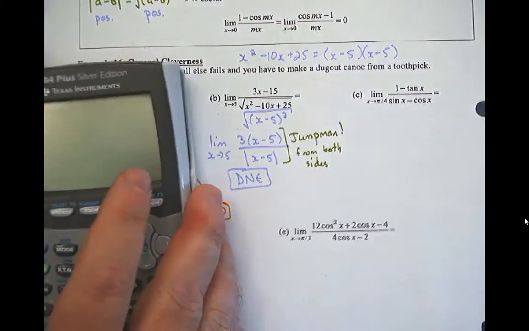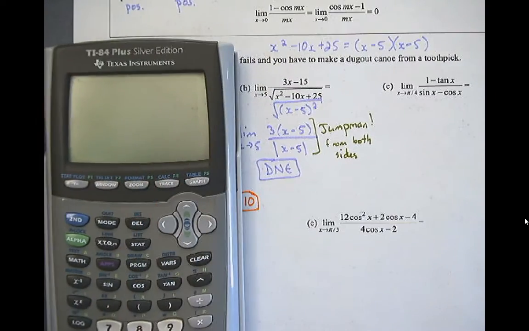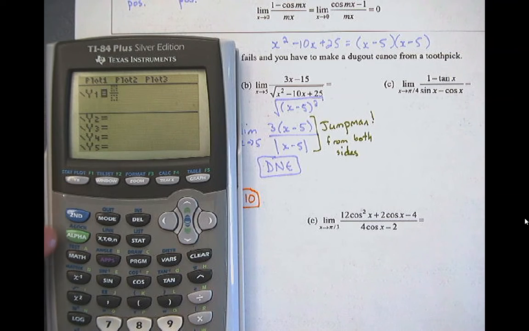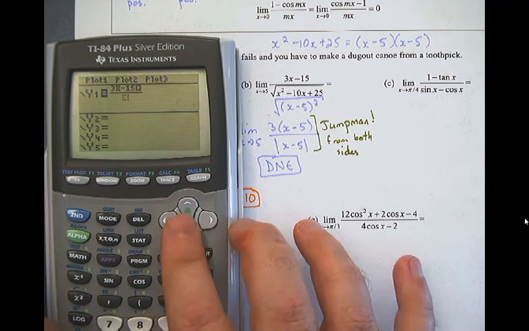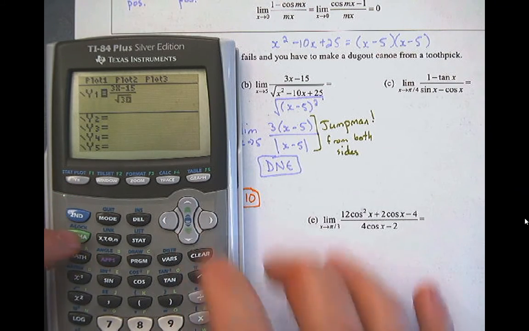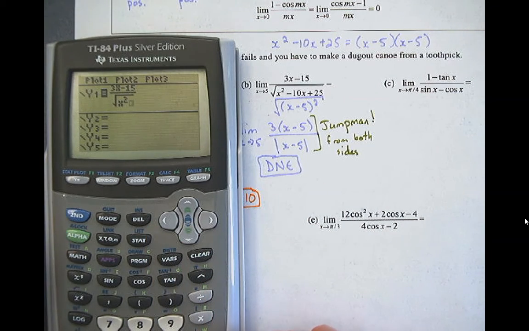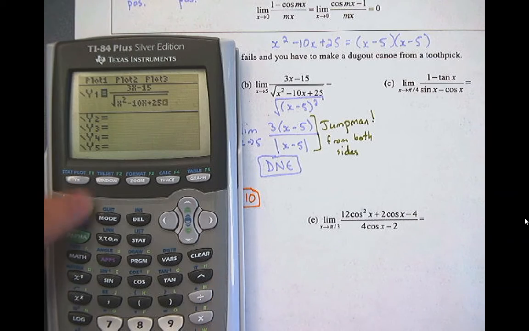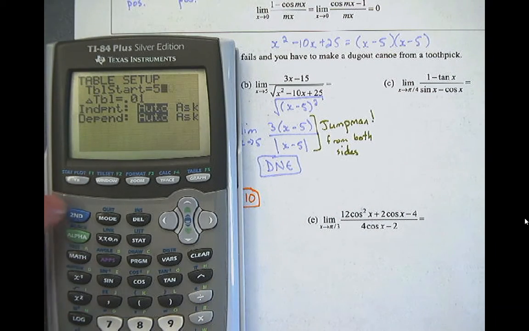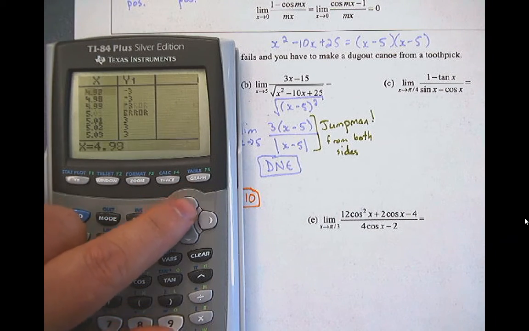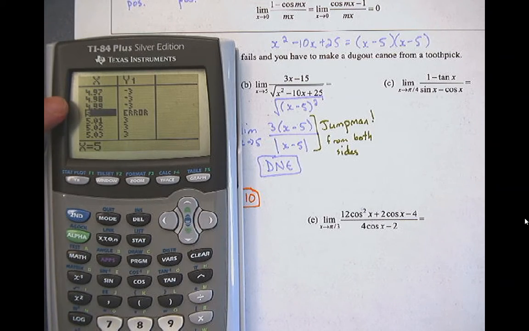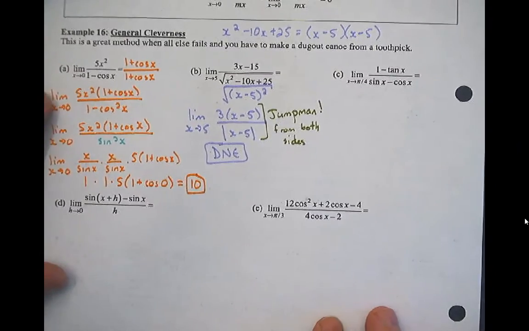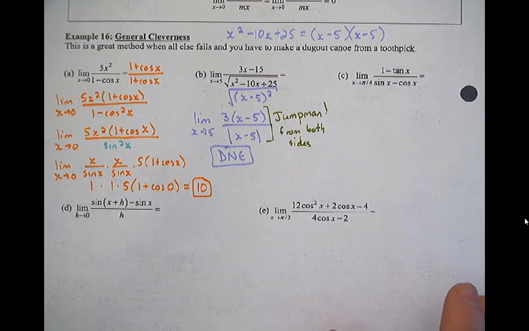So let's just double check. Let me prove it to you. I'm going to take my original function, which is 3x minus 15 over the square root of x squared minus 10x plus 25. In our table, we're approaching 5 from both sides. So if we look at our table, one side is approaching negative 3, the other side is approaching 3. This is a DNE. We've got a jump. Jumpman!